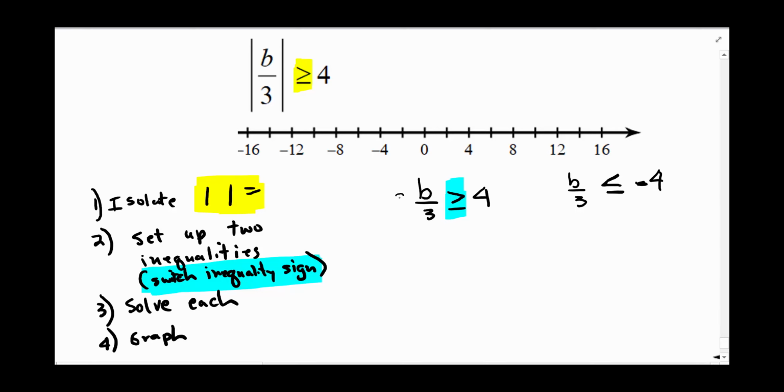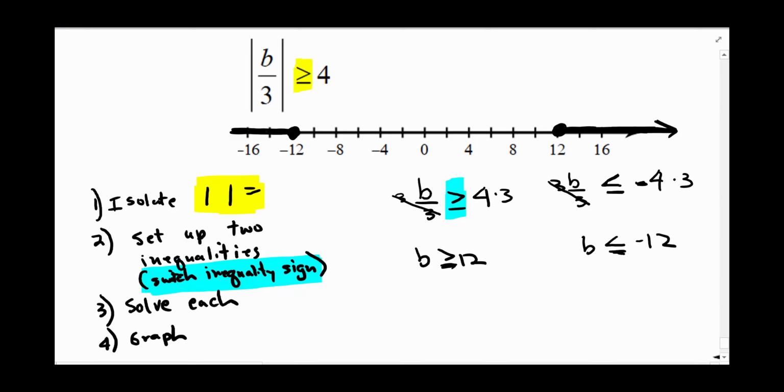And then you're just going to solve. So we're going to multiply both sides by 3. b is greater than or equal to 12. So solid line, solid dot. And that means b will be all of the values greater than or equal to 12. Then you've got this other inequality. We're still going to multiply both sides by 3. This says b will be all of the values less than or equal to negative 12. Again, solid line, solid dot. And that would be the graph of just a simple inequality like this.